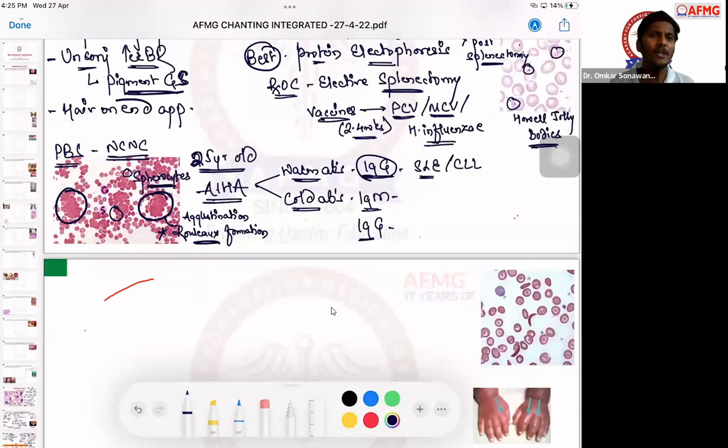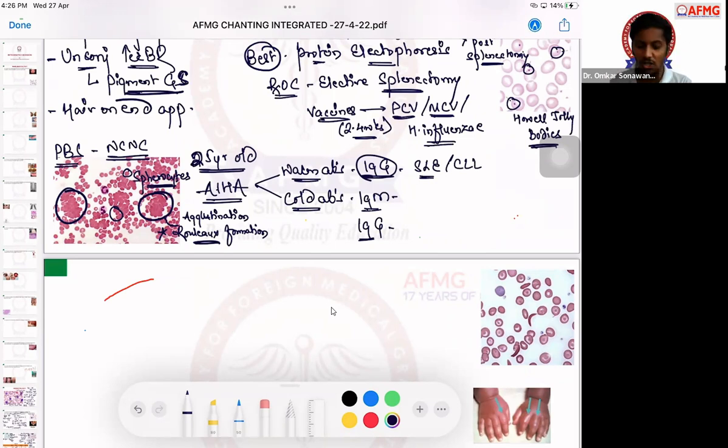Apart from that, multiple viruses like HIV, parvovirus B19, or influenza virus in some cases, or Epstein-Barr virus, all of these can be causes of cold antibody production and leading to autoimmune hemolytic anemia.